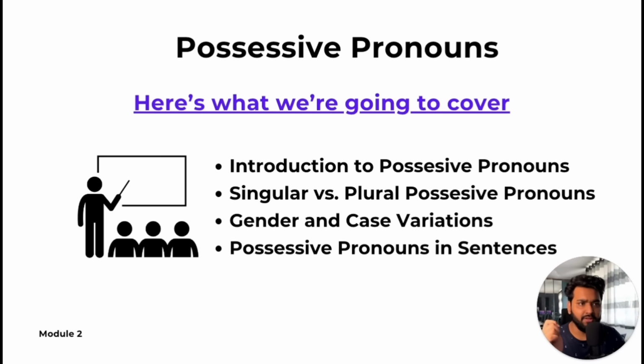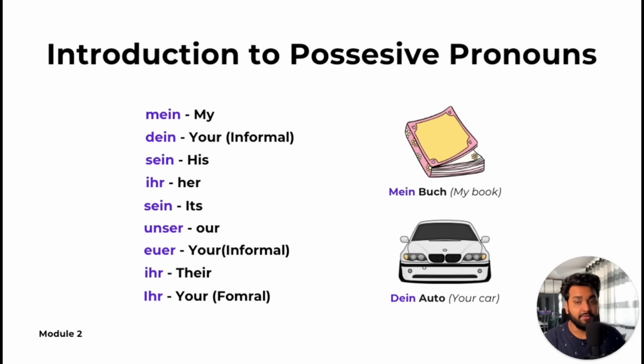So let's move on. Introduction to possessive pronouns. Mein, my, dein, your informally. Sein, his, ihr, her. Sein, its, unser, our, euer, your informally. Ihr, their, ihr, your formally. So repeat after me. Mein, dein, sein, ihr, sein, unser, euer, ihr, ihr.